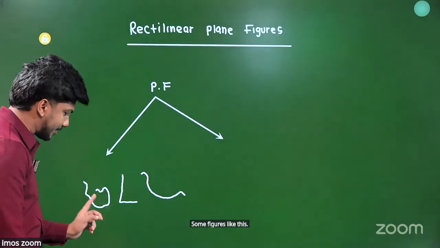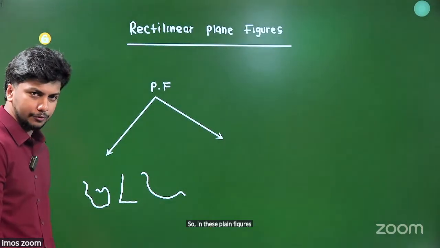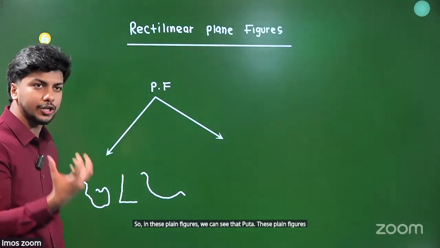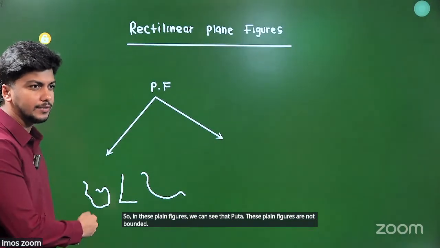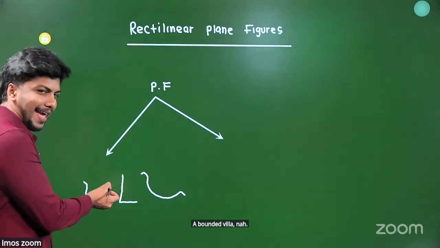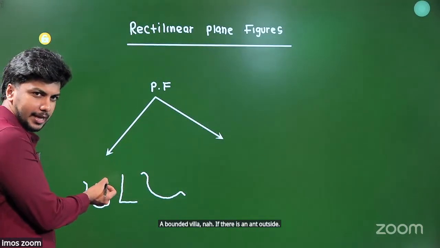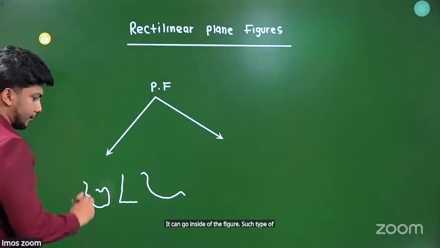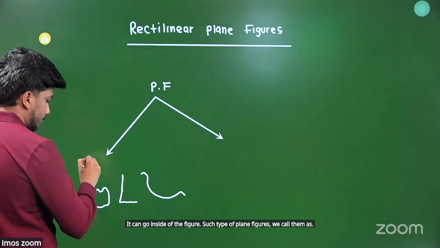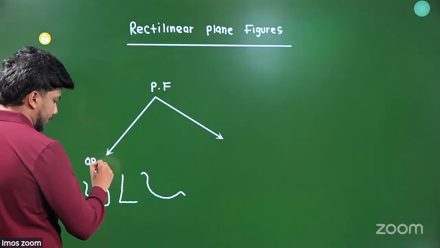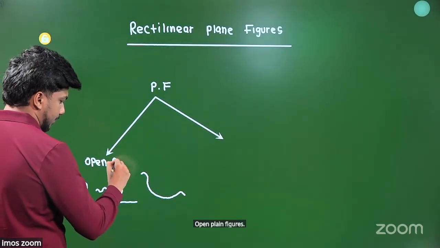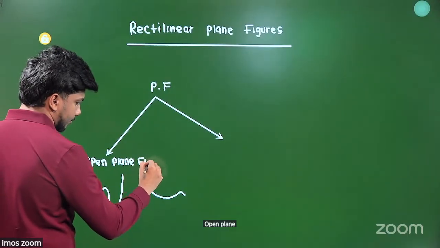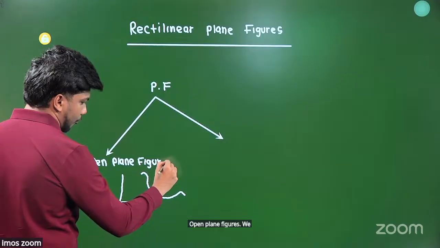So in these plane figures, we can see that they are not bounded. If there is an ant outside, it can go inside of the figure. Such type of plane figures, we call them open plane figures. Open plane figures. We call them open plane figures.